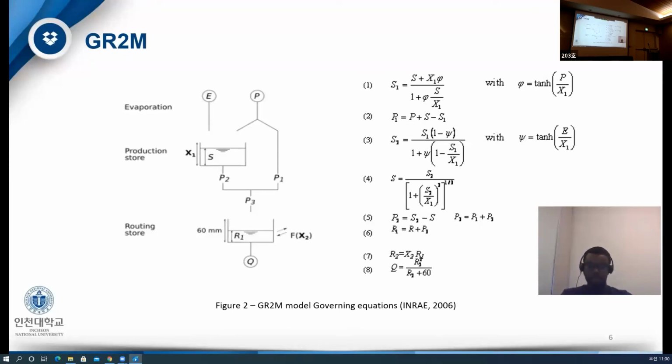So the first parameter, x1, represents the maximum capacity of the storage tank. The second parameter, x2, represents the groundwater exchange coefficient parameter at a gravity water level. So here you can read all the equations, and you can come back to it maybe later if you have more questions.